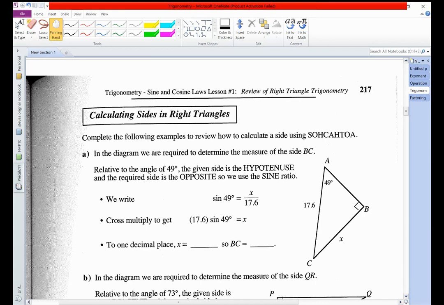Now we're going to use trig to calculate sides or side lengths. So here, they're giving us a triangle, and you can see in triangle A, B, and C, we know this angle right here. We know that that angle is 49 degrees, which is awesome. So from this angle, I can label my triangle. This is my opposite. This is my adjacent. And this is the hypotenuse. That's terrible, messy writing.